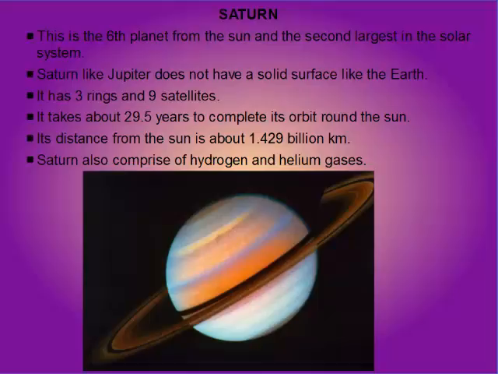29 years. Its distance from the sun is about 1.429 billion kilometers, very far away from the sun. And this planet also comprises of hydrogen and helium gases. So that is an image of the beautiful Saturn, showing the various rings of it.